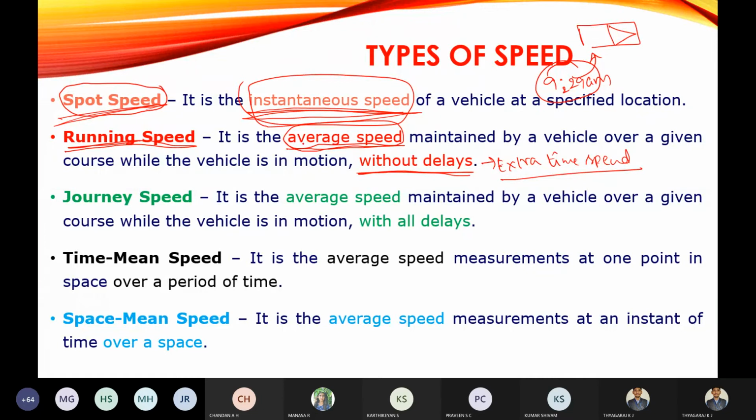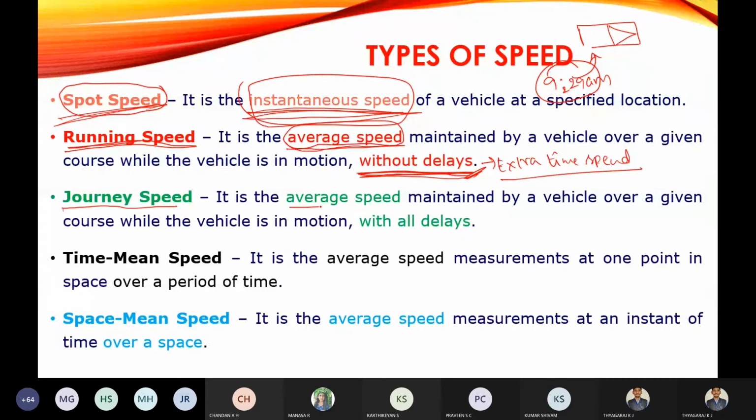So if you are moving from one place to another without any delay, the vehicle speed we are going to call running speed. Remember, running speed is the speed of the vehicle without any delay, that is, keep on moving without stopping your vehicle anywhere. That we are going to call running speed. Then comes the journey speed, which is vice versa.